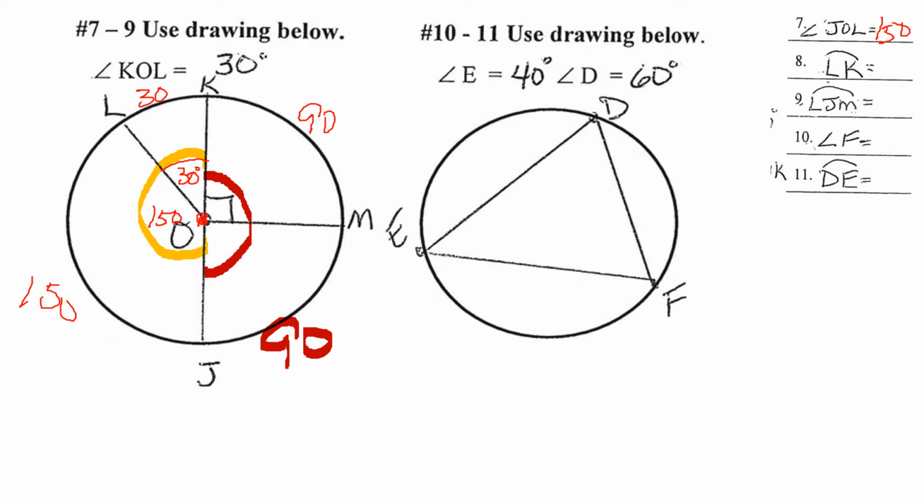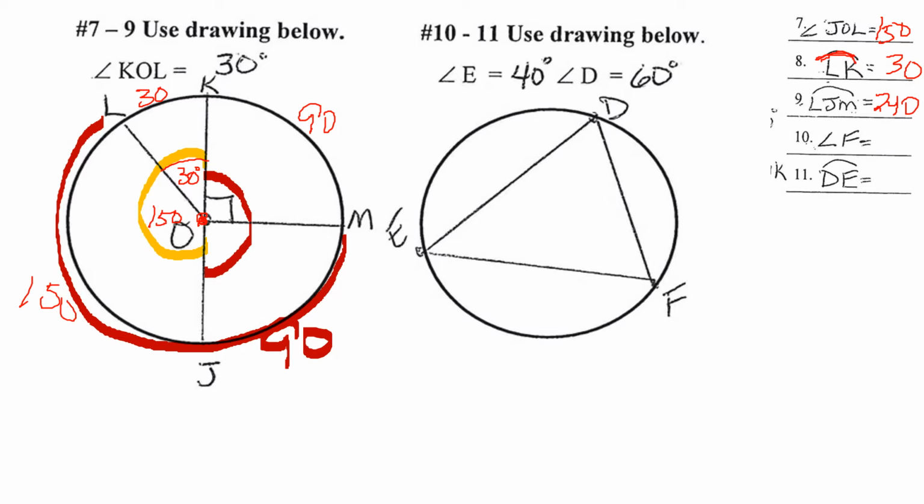So now we want arc LK. This is an arc. Number 8 would be 30. And then arc LJM. Now be careful with it. LJM, L to J to M. So add up those two parts and you'll get 240.